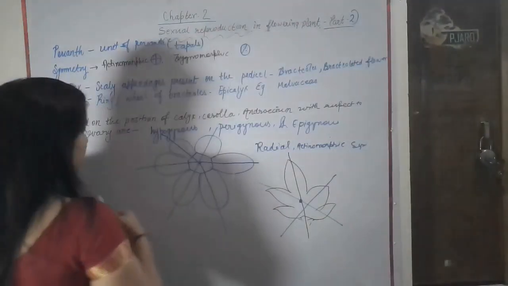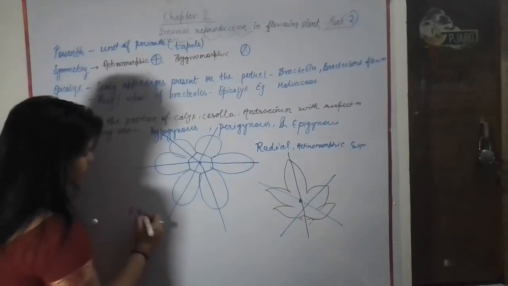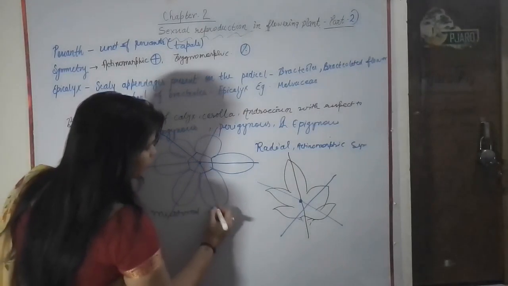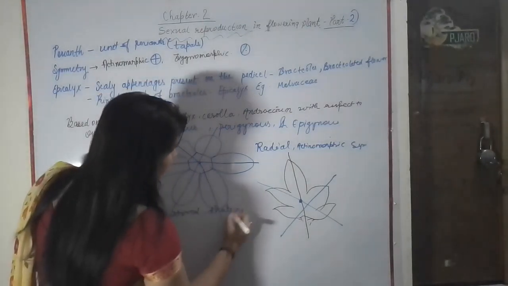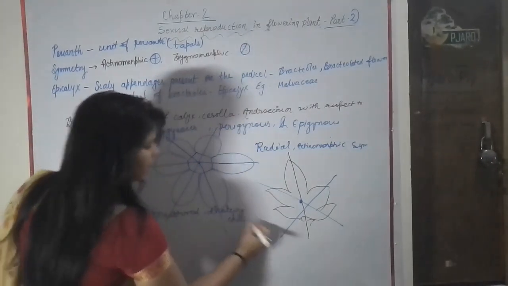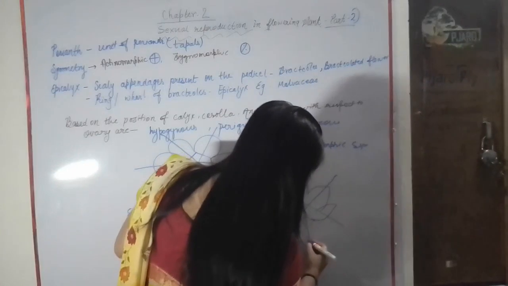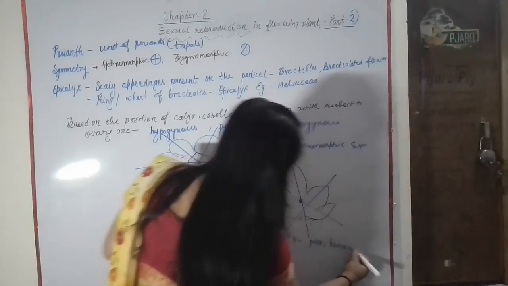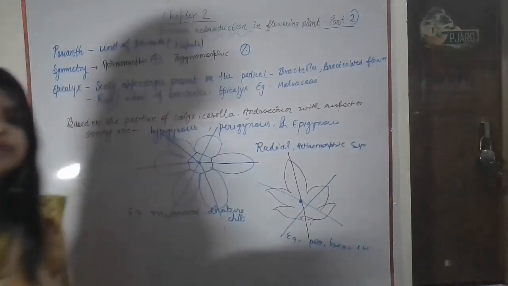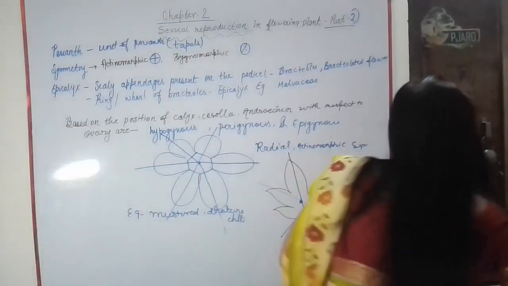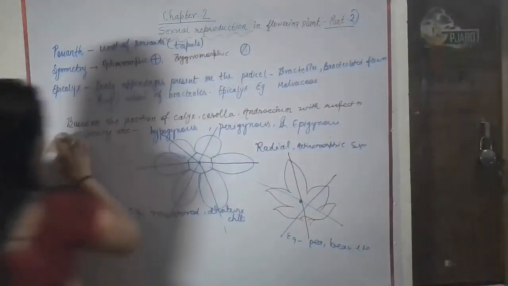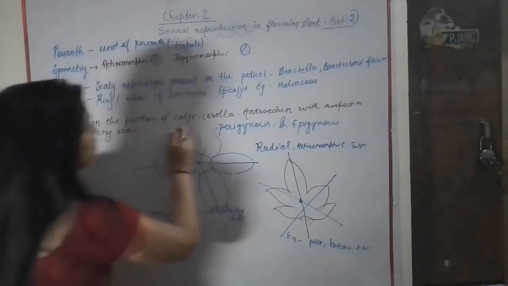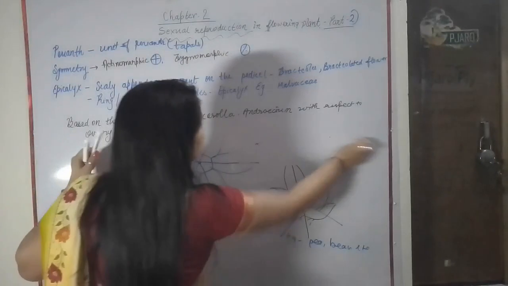If you see the examples here: mustard, dhatura and chili. And here the examples are pea, bean, etc. Clear? So that is about the symmetry: actinomorphic and zygomorphic.